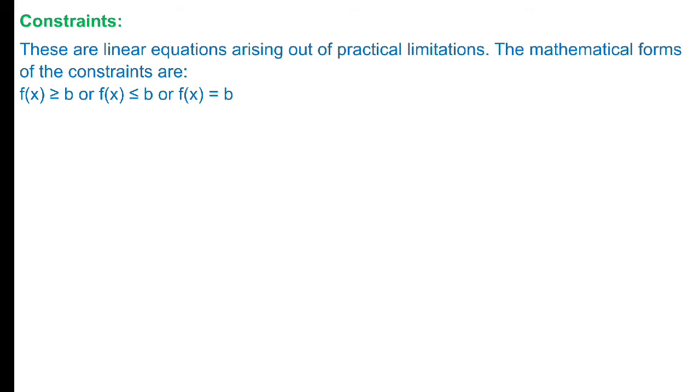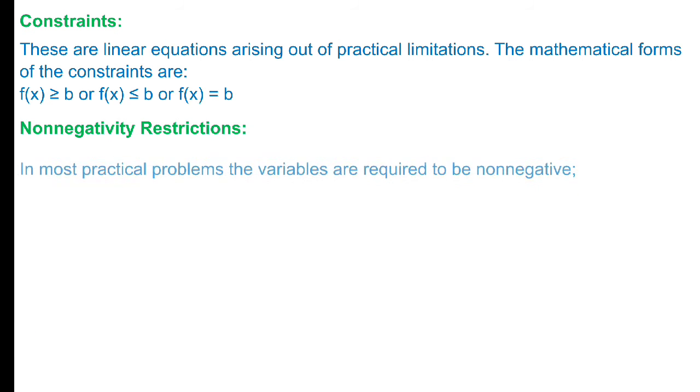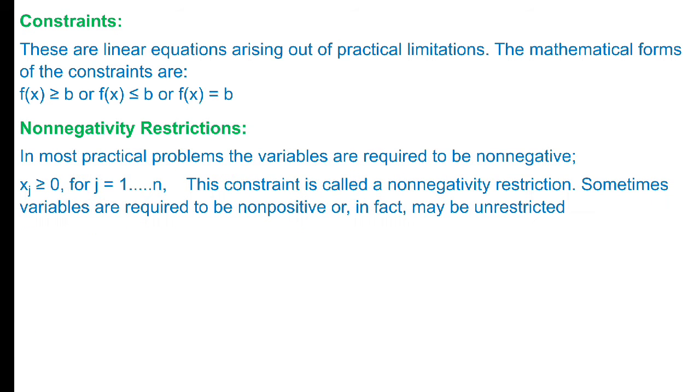Constraints. There should be a greater than or equal to, or less than or equal to, condition; mathematical forms will be there. Non-negative: always it should be greater than or equal to 0, that is, j equal to 1, 2, 3 up to n. The constraint is called non-negativity restriction. Sometimes variables are required to be non-positive or in fact unrestricted.